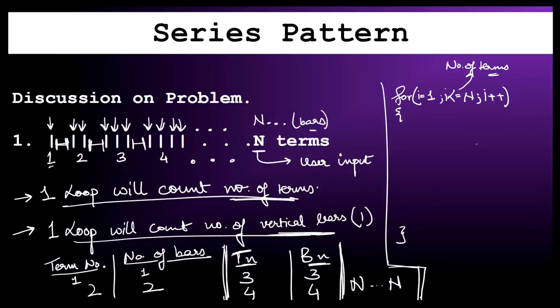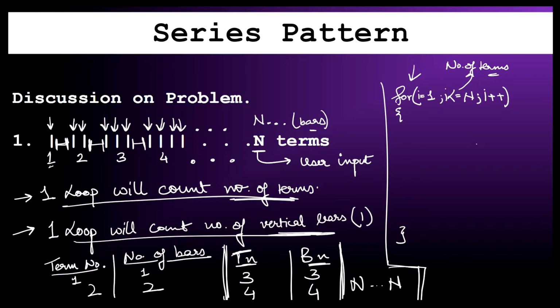So what we can conclude from here is that the number of bars is increasing as the number of terms is increasing. Who is counting the number of terms? I is counting the number of terms, that is the I loop. So how long will the next loop run?